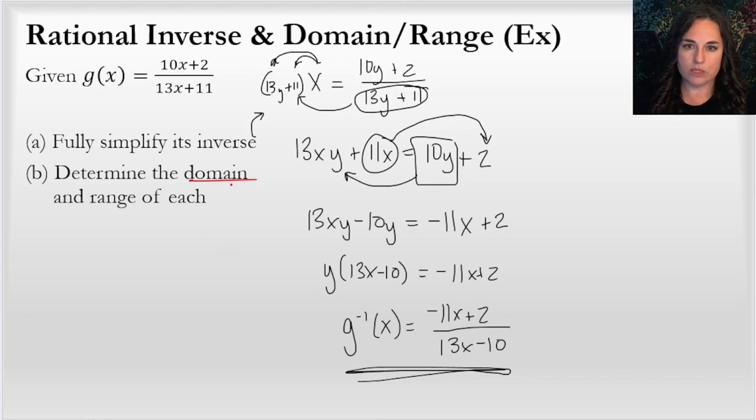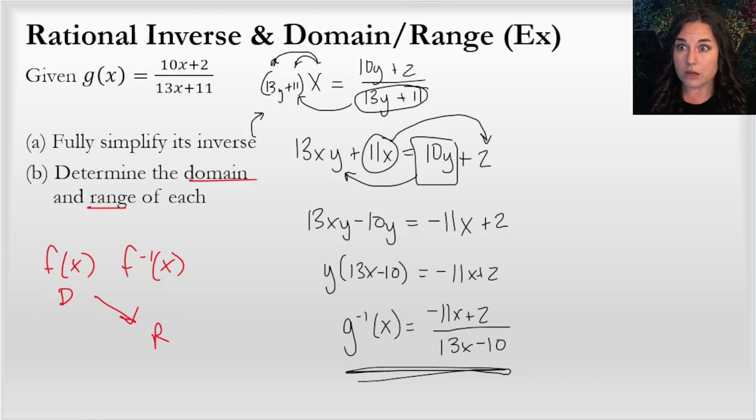It says determine the domain and range on each. Well, remember on the previous slide, if I have f of x and f negative 1 of x, the domain of this one is going to be the range of this one. So if I figure out the domain here, I'll know the range here. Also, if I figure out the domain on the inverse function, then that will give me the range on the original function. So I'm going to figure out the domain for each of those, and then that by default means I know the range for the other one.